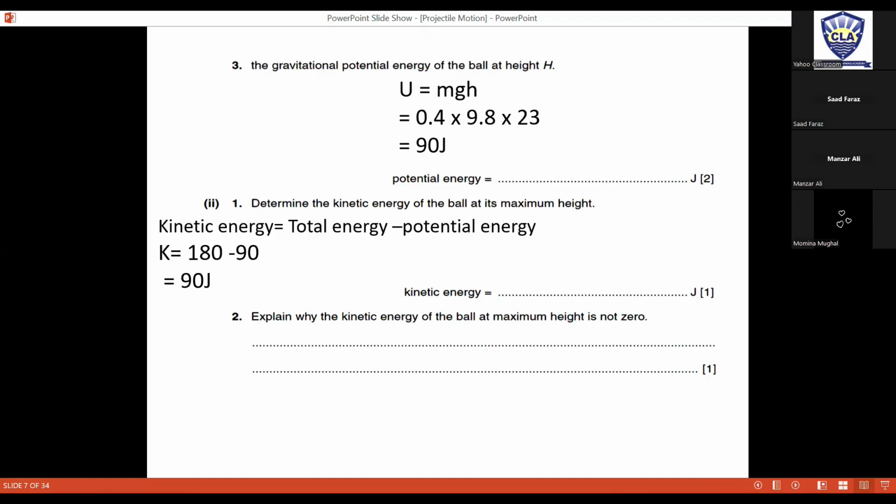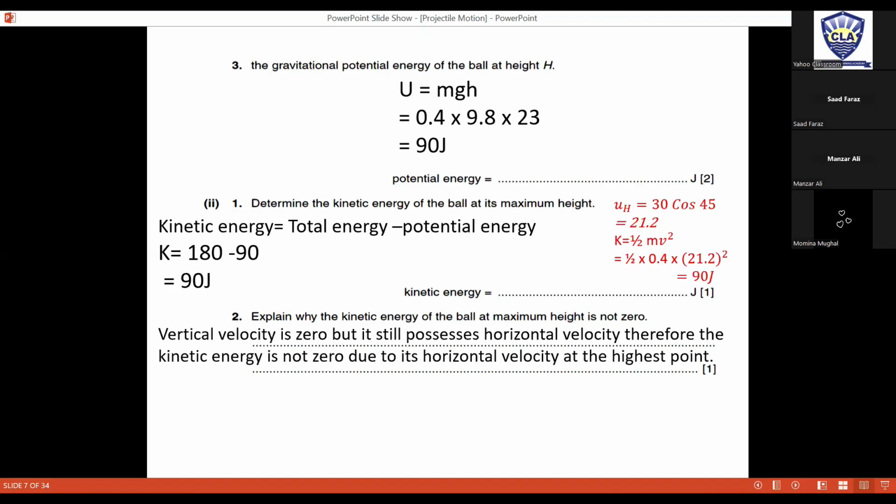Here they have asked why kinetic energy at the ball's maximum height is not 0. Generally, if you throw a ball vertically upwards, it stops at the maximum height. But this is not simple vertical motion, it's a projectile motion. At the maximum height, the object still possesses a horizontal component of velocity, 21.2.